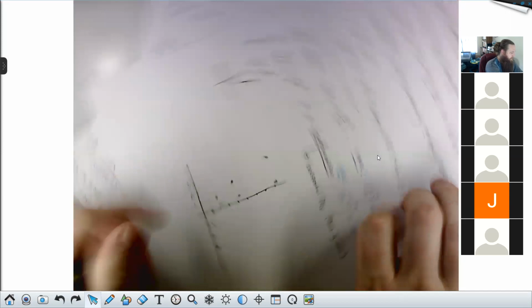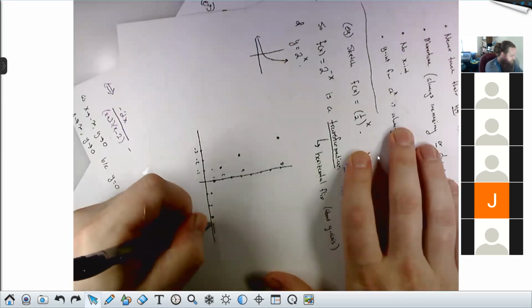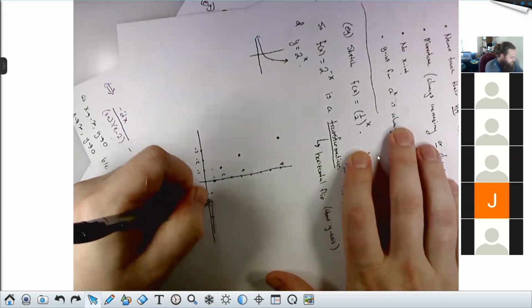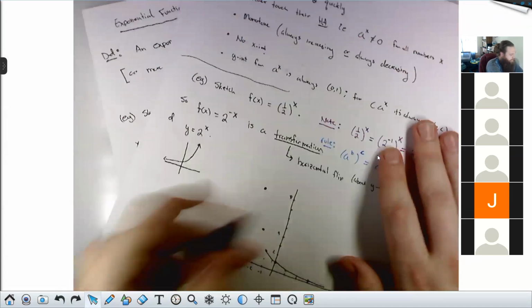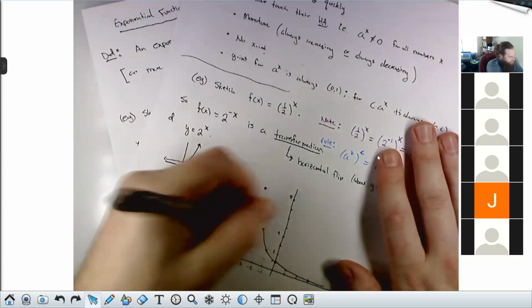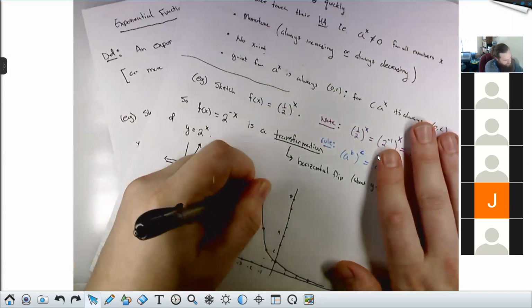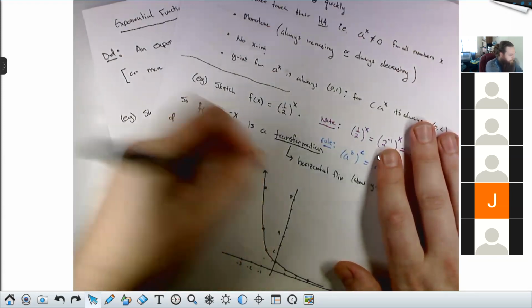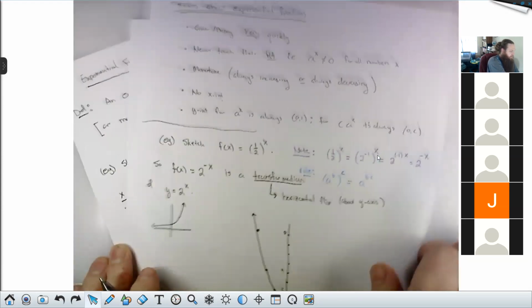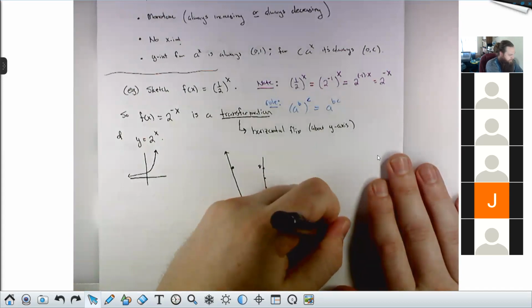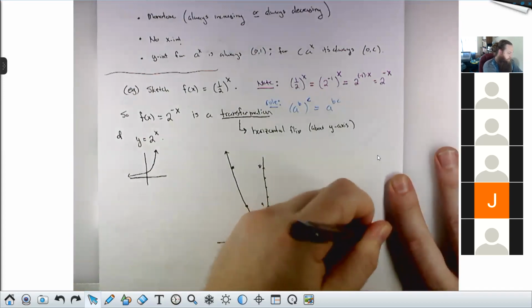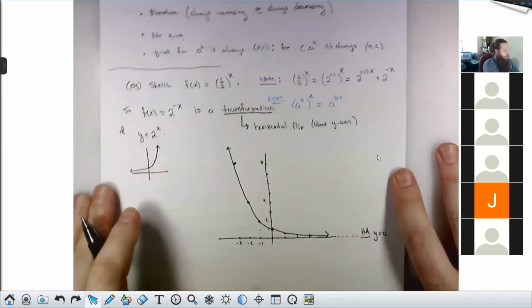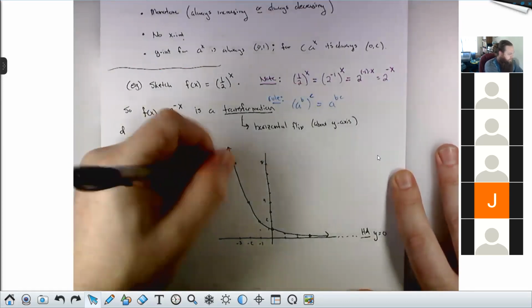So what's this look like? As you get close to the horizontal asymptote, it becomes hard to draw because the graph gets so close to the x-axis. My pen is too thick. This is what 1/2 to the x looks like. The horizontal asymptote is still y equals 0, but now I'm approaching it as we go off to the right.